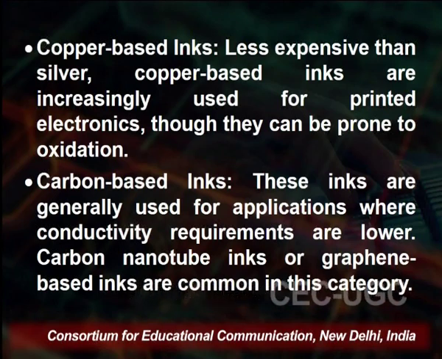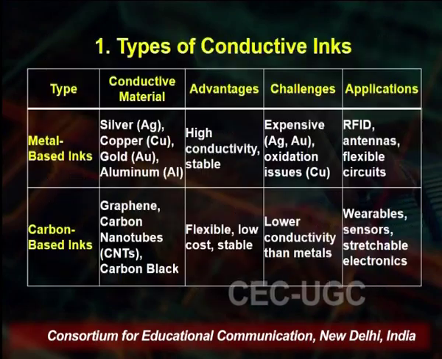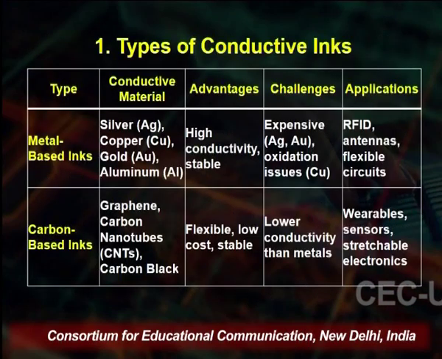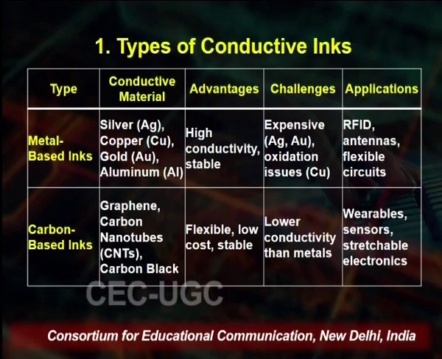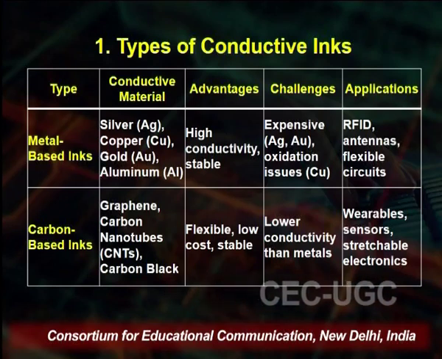Similarly, the problem is there, but next is the carbon based ink, that is a conductive ink. These inks are generally used for applications where the conductivity requirement is low. So, carbon nanotube ink or graphene based ink, that is the carbon family ink, mainly characterized in the basic form. So, now we have the types of conductive ink, in which we have the metal based ink and the carbon based ink.